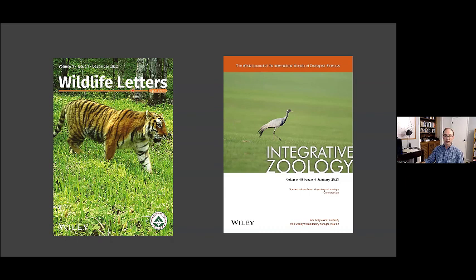Integrative Zoology is an international journal of the International Society of Zoological Sciences. It publishes mainly synthetic papers in zoology. There are not that many highly ranked zoology journals, and this is actually one of the more successful of them. So it's an interesting journal because of the diversity of zoological papers it gets and publishes, so worth a look.